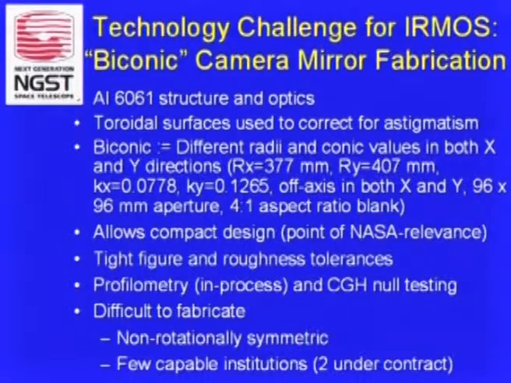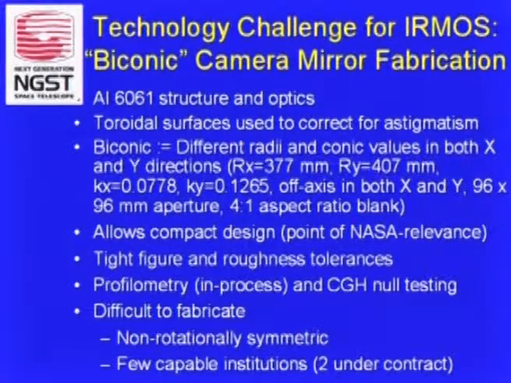There's a big technology challenge here for this biconic. It's a toroidal surface, different radii of curvature and conic constants. It's also off-axis in 2 directions. It's quite a difficult surface to fabricate. But it gives us this compact design. And indeed, if we can pull off this fabrication with diamond machining, I think we can give the designers a little more freedom for the real NGST instruments, which also have a lot of space constraints, which are very similar to the constraints we had for this ground-based telescope.